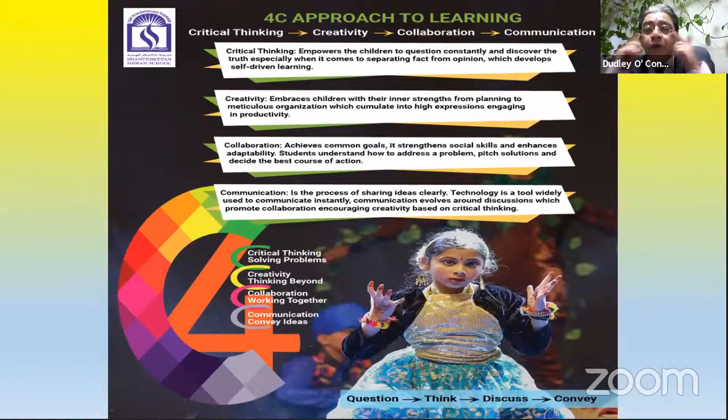And finally, communication. We know that communication very clearly goes with perception. If you say something, somebody else is thinking of what you are saying, maybe in a different way, not in the way you're trying to express yourself. So it is important to be very clear with what you say. Communication, the process of sharing ideas clearly. Now, of course, we have technology, that is your WhatsApps, your Instagram, and so on and so forth, to help you communicate instantly. But we must remember that communication evolves around discussions, which promotes collaboration. I'm talking about a school atmosphere, further encouraging creativity based on critical thinking. It's a process in itself.